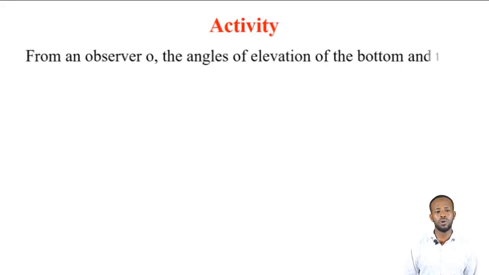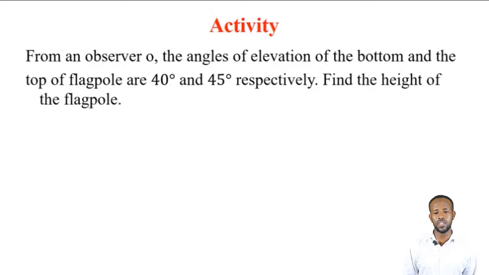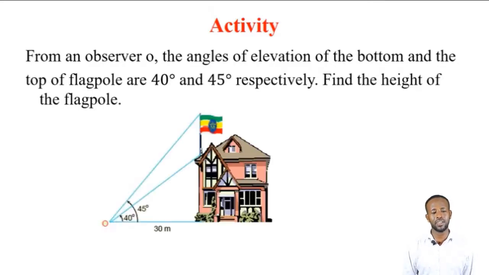Students, now this activity belongs to you. Try well and conclude in the best way. Your writing should be neat. From an observer, the angles of elevation of the bottom and the top of a flagpole are 40 degrees and 45 degrees respectively. Find the height of the flagpole. Let us see the figure. You are expected to find what? The height of the flagpole. There is a building over there. Over the building there is what?